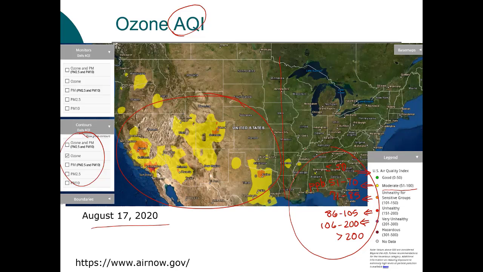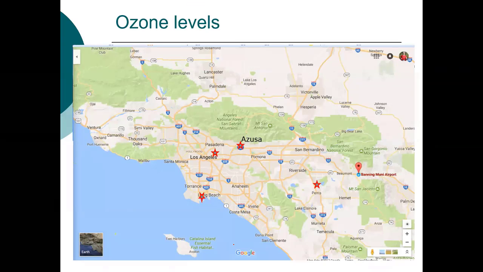So these are specific for ozone. If we looked at PM 2.5, for instance, we would see a different benchmark for each of these levels. Now, what I'd like to do is look at the ozone levels on a particular day in Southern California. We're going to look from west to east, at a number of monitoring stations.